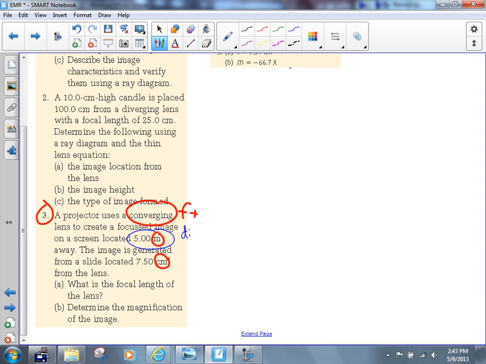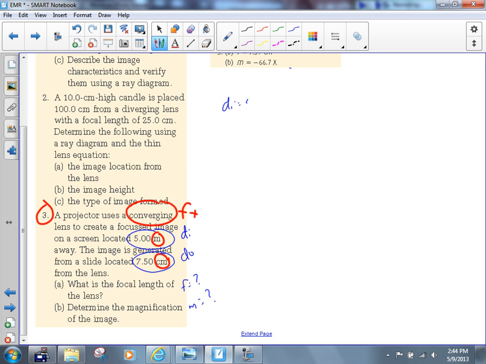The image is generated from a slide that's located 7.5 centimeters from the lens. What are we going to call that? It's not DI. It's going to be DO, right? And we're looking for F here, and we're also looking for the magnification. Now, what would you rather do? Go centimeters or meters for both of those? Doesn't really matter. I'd probably go centimeters myself, because I think for whatever reason it seems easier to multiply 5 by 100 than it does to divide 7.5 by 100. So I'm going to go both centimeters, but if you're more comfortable going the other way, that's fine too.